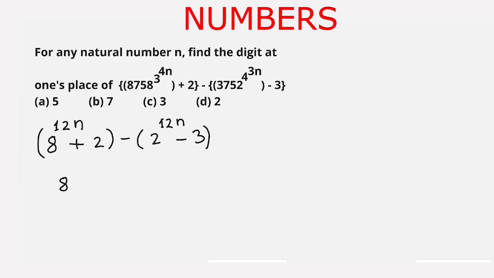As 12n is divisible by 4, so we can write it as 8 to the power 4 plus 2 minus, in the second bracket or second parenthesis, 2 to the power 12n, and 12n we know that it is divisible by 4, so we can write it as 2 to the power 4 minus 3.